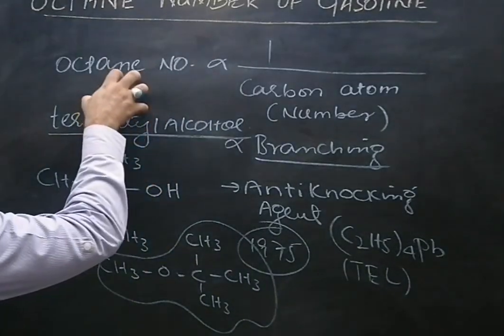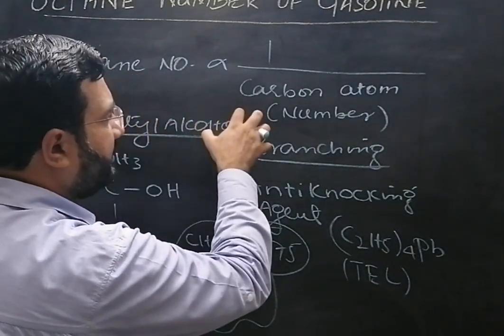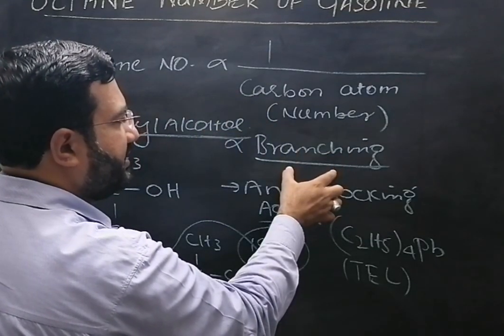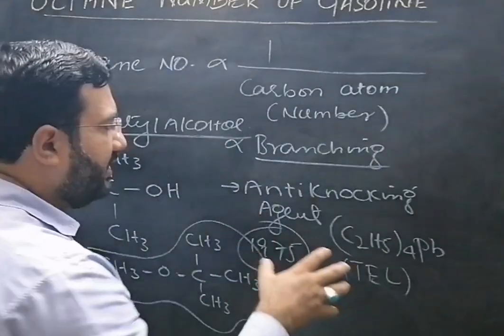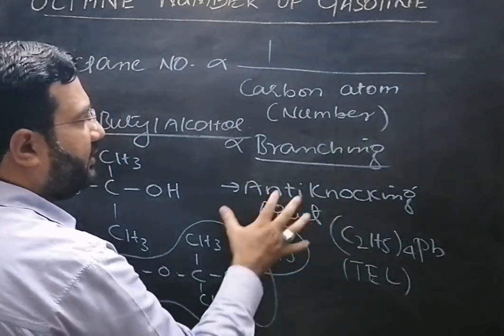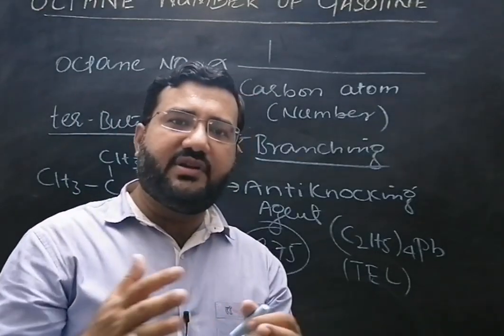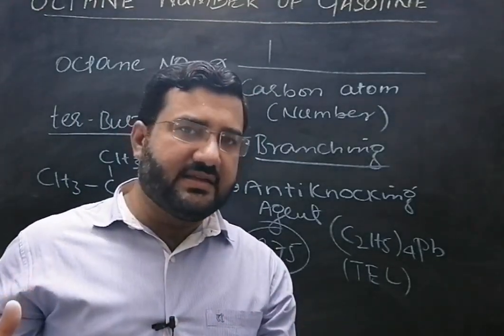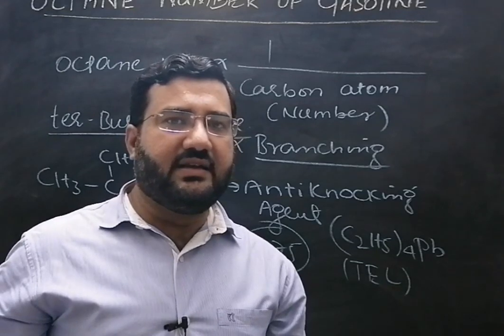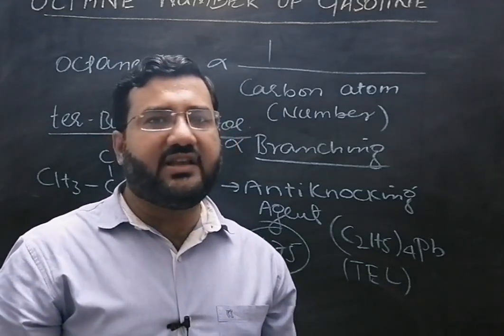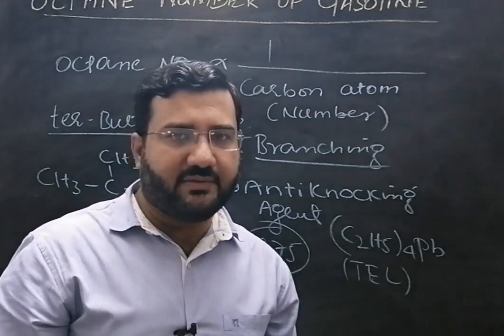So octane number can be improved by changing the straight chain hydrocarbon into branch chain hydrocarbon through reforming or by using the anti-knocking agent. And in the same way, as the carbon chain length increases, the octane number decreases and the fuel becomes a bad quality fuel with the increase in its number of carbon atoms.